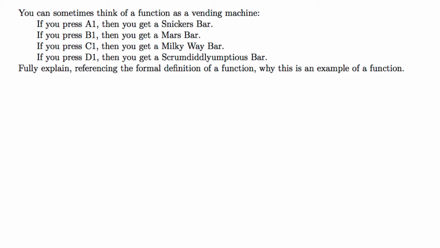A broken vending machine is not a function. In this example, if you press A1, then you get a Snickers bar. If you press B1, then you get a Mars bar. If you press C1, then you'll get a Milky Way bar. And if you press D1, then you'll get a Scrumdiddlyumptious bar. Fully explain, referencing the formal definition of a function, why this is an example of a function.